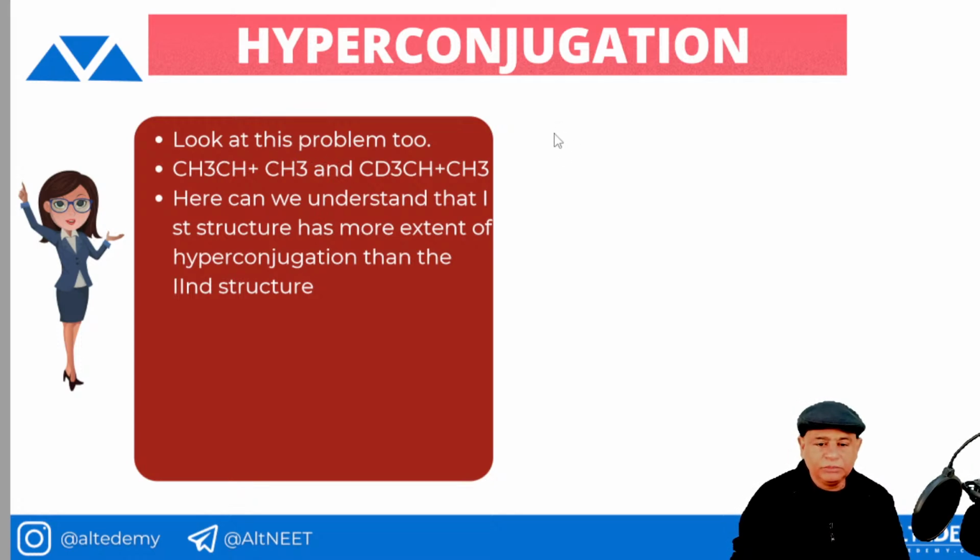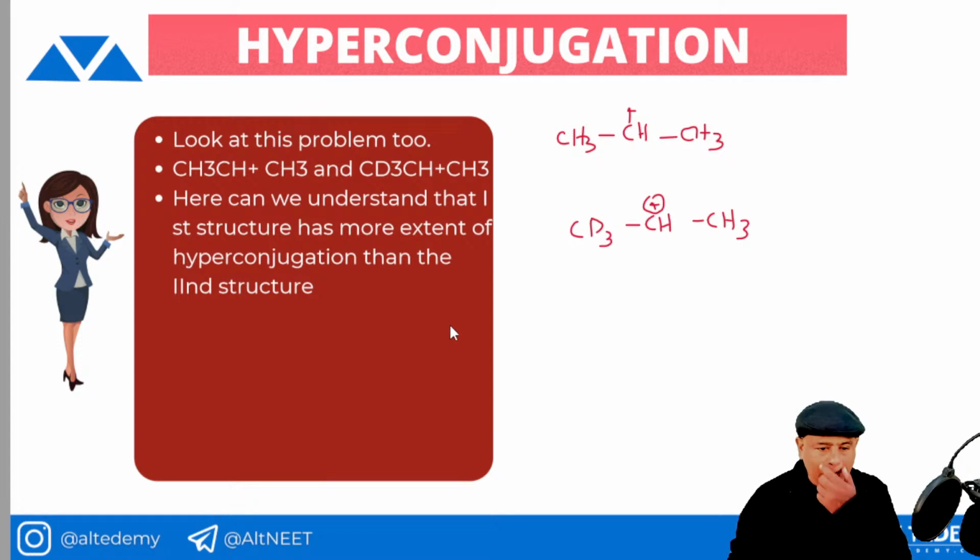Again, we are taking a problem. The first compound is CH3 CH+ CH3. The other compound is CD3 CH+ CH3. This is the first structure and this is the second structure. Extent of hyperconjugation: here we have just put D, so the delocalization of this will be difficult. So the extent of hyperconjugation will be less, right? So here we can easily understand that the first structure has more extent of hyperconjugation. So the first is more stable in comparison to the second as far as stability is concerned.